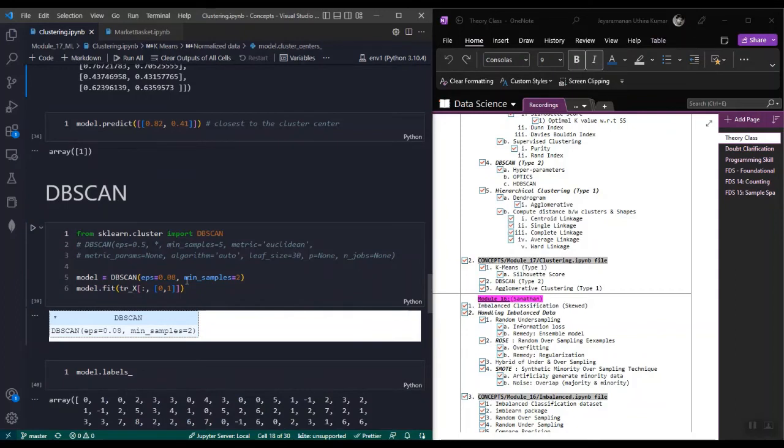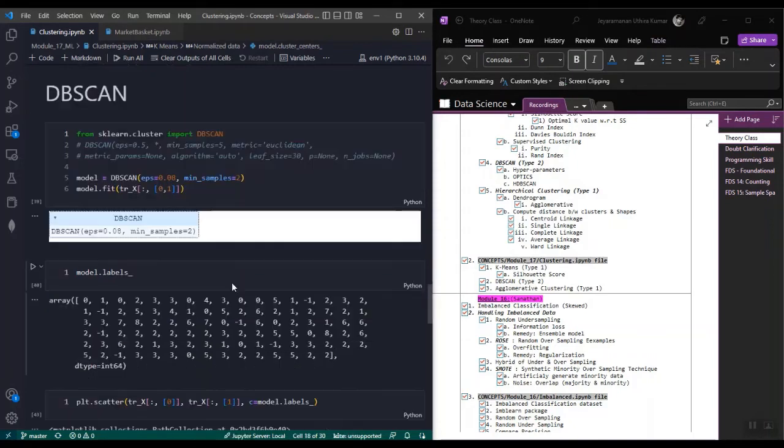So let's go to the second type of clustering, that is DBSCAN. You can just import it from sklearn.cluster import DBSCAN. You just have to insert the radius as well as the minimum samples to be inside the circle. We fit the normalized dataset with the first 2 columns. Then we classify the labels.